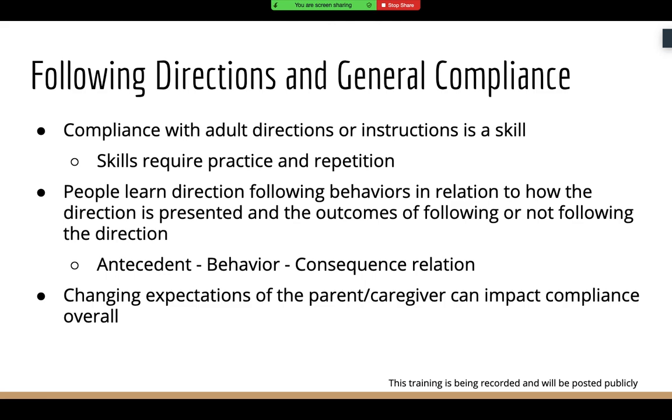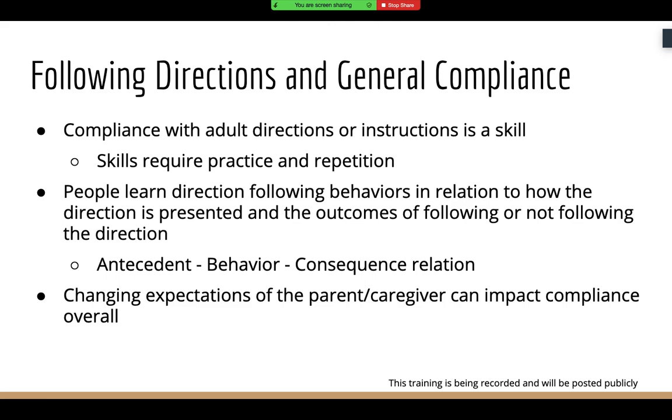When we're talking about following directions or compliance, what we're talking about is really a skill that kids need to learn. Children aren't born knowing how to follow directions. It's something they learn over time. It's a skill. It requires practice. It requires repetition. And one of the most important things when you're talking about compliance and repetition of compliant behaviors is having consistent follow through and consistent prompting measures from the person providing the instruction.